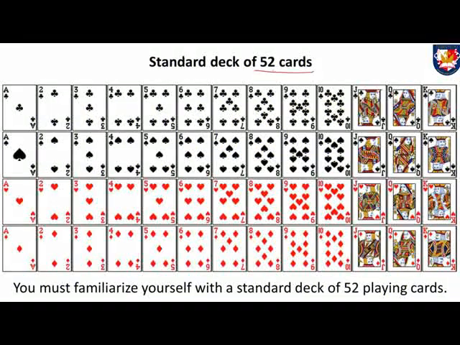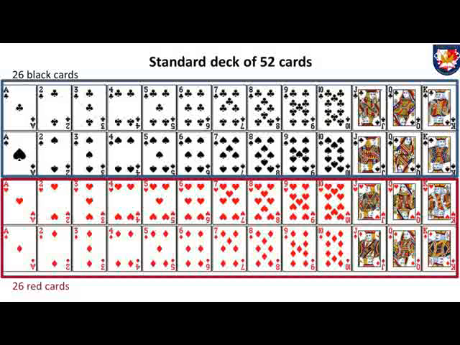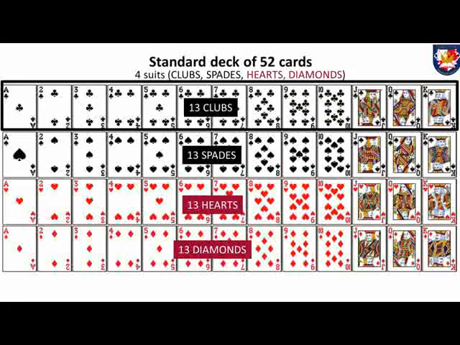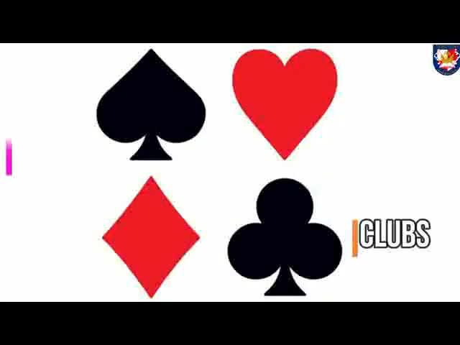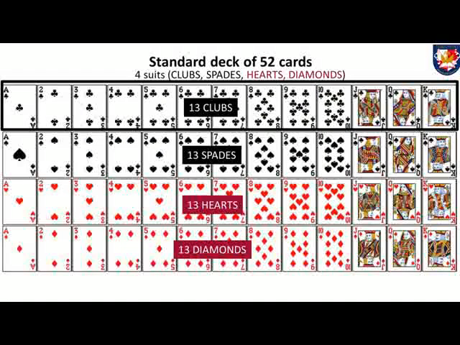The first thing about a standard deck of cards is that there are 52 of them. They are divided up into some groups. For example, there are 26 black cards and 26 red cards. The way I have them here, the 26 black cards are drawn at the top and the 26 red cards at the bottom. A standard deck of cards has 4 suits, called clubs, spades, hearts, and diamonds. The clubs and the spades are the black cards and there are 13 of each. The hearts and diamonds are the red cards and there are 13 of each of those. 13 times 4 is 52.